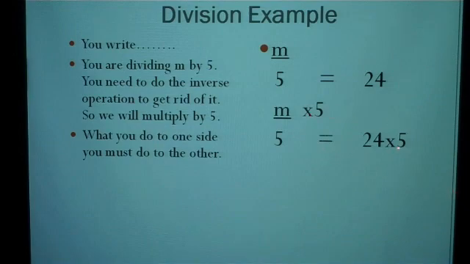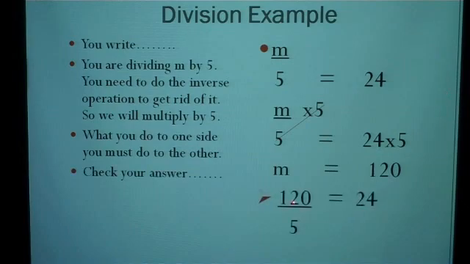Notice all we did is multiply both sides by 5. This side cancels out, leaving just the m. This side, when you multiply, will give you the answer. M equals 120. Now, once again, we're going to use substitution. We're going to put the 120 in the m's place and work the original problem. Is 120 divided by 5 24? Yes, it is, so we are correct.